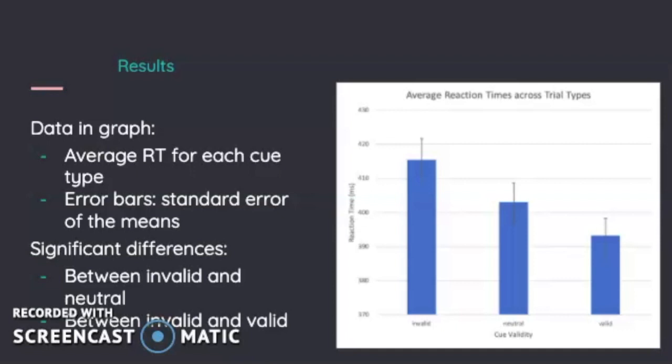By then dividing up the reaction times by cue validity, we were able to see the average response time for each of the three validities, as shown in the bars of the graph. The error bars are from the standard error of the means. There was a significant difference between average invalid and valid cue response times, as well as a significant difference between the average invalid and neutral response times.